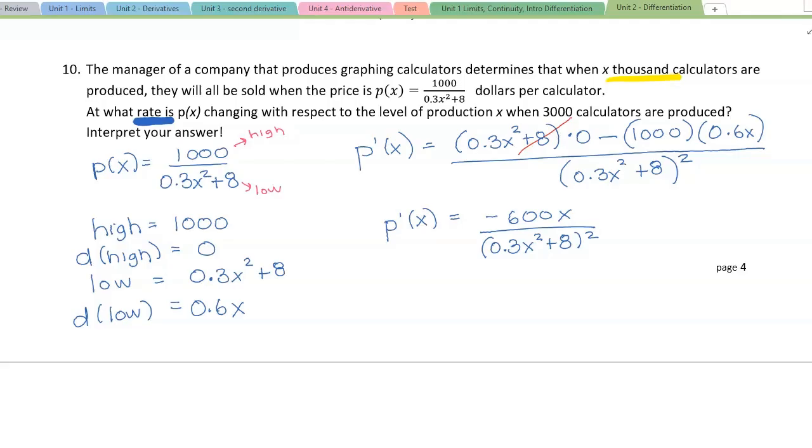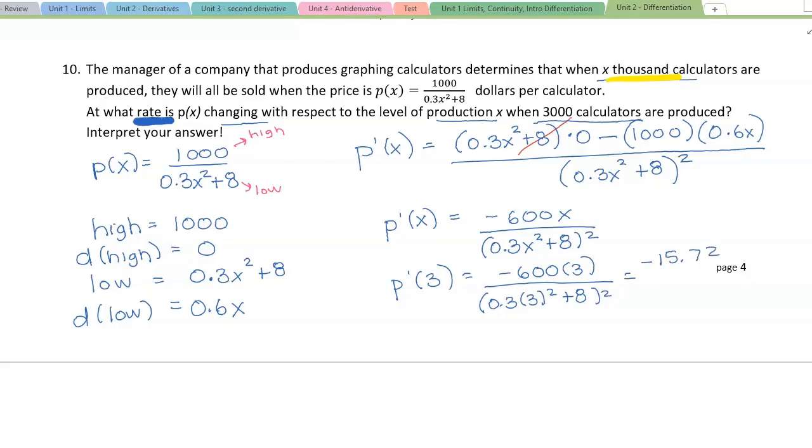Now that we have the derivative, the question is asking at what rate, well, we have the rate, that's the derivative, is P of X changing with respect to the level of production when 3,000 calculators are produced. At first, I was thinking, hey, I'm going to put in P prime of 3,000. But going back to the first sentence, X is already in thousands, so I'm going to do P prime of just 3. Now this just becomes a little bit of an arithmetic problem, and we get negative 15.72.